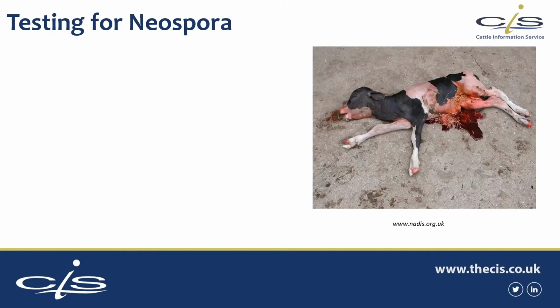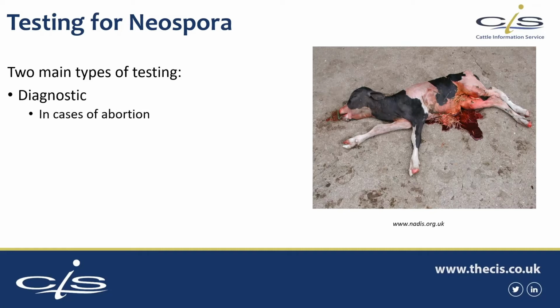So we're on to testing for Neospora, which is the meat and bones of this webinar. And we can split the testing up into two main types. The first of which would be diagnostic testing. In this instance, it would be in the cases of abortions that we start doing diagnostic testing to see if Neospora is around.